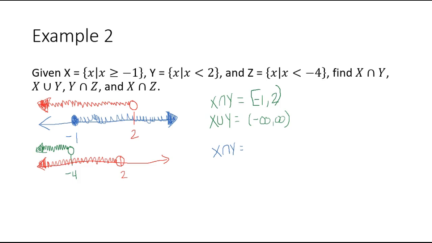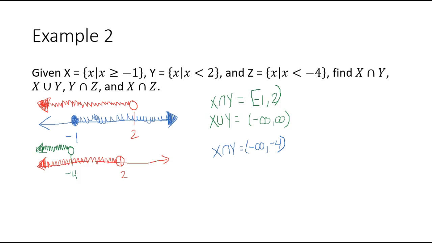And since the arrows have been filled in on both of these, that means it's going to be all the way back here to -infinity. And we're going to go all the way up to -4. Now, -4 is going to have an open circle on it and the parenthesis because it's included down here, but it's not included there. To be an intersection, it has to be in both of them.